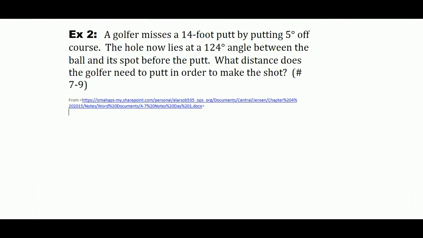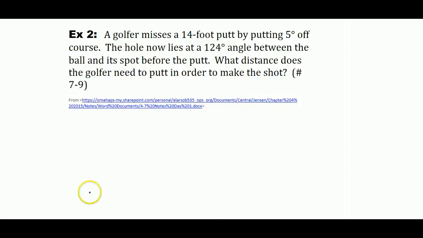Okay. A golfer misses a 14-foot putt by putting 5 degrees off course. The hole now lies a 124-degree angle between the ball and its spot before the putt. What distance does the golfer need to putt in order to make the shot? Once again, if you would take down the important pieces of information that you'd like, you can pause the presentation for just a moment and see if you can solve the problem. In this case, it's going to be helpful to draw a diagram so we know exactly what it is we're looking for. So I'll give you a moment to pause, and we'll come back with an answer.